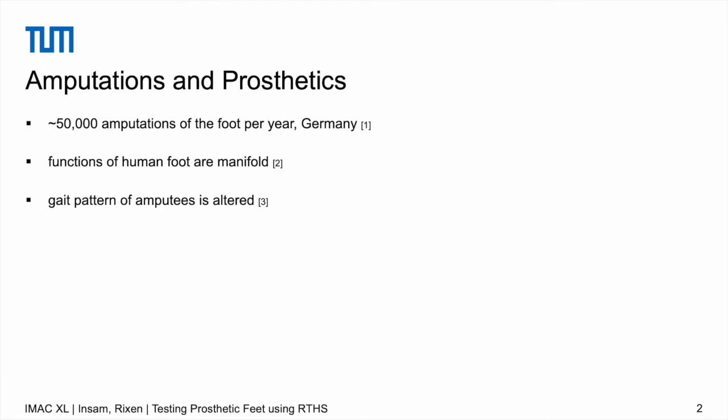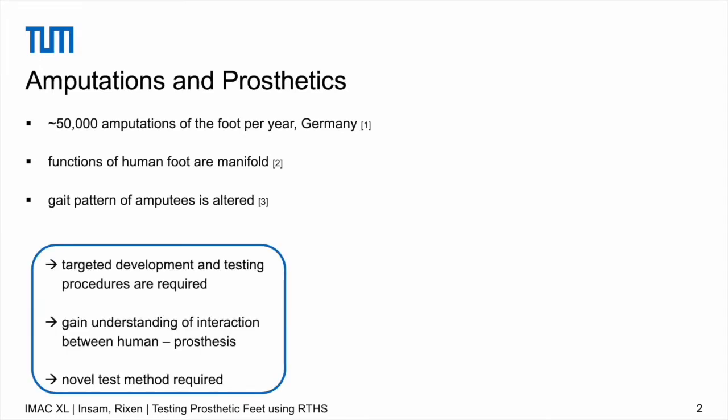We want our foot to help us balancing, absorb ground impact, but also to propel us forward as efficiently as possible. Because prosthetics are not yet able to mimic all these functions, we can observe an altered gait pattern of amputees compared to able-bodied people. So to improve prosthetics further, it is important to understand the dynamic interplay between the human and the prosthetic foot.